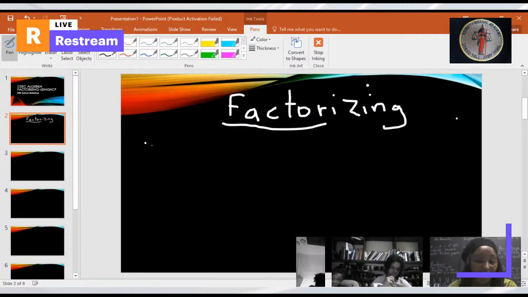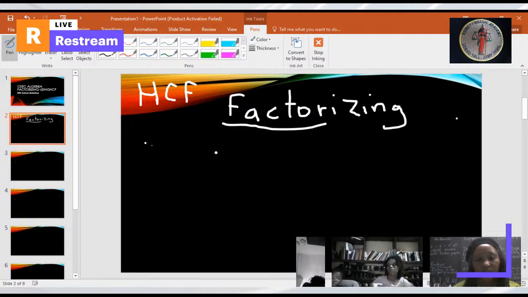So when we factorize, we're given two or more terms, and we're going to look to see what number or variable is common to these terms. And actually, we want not just the common ones, but the highest common factor. So that's why our topic tonight is factorizing using the HCF, the highest common factor.